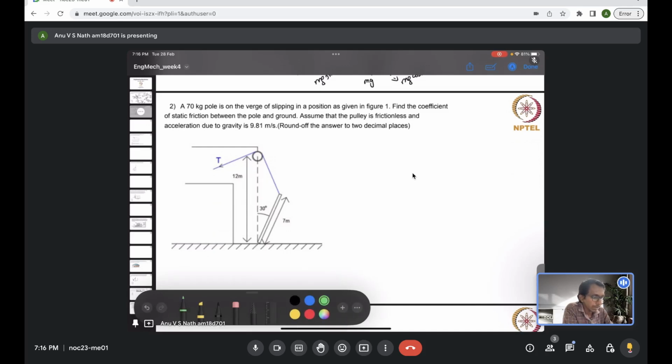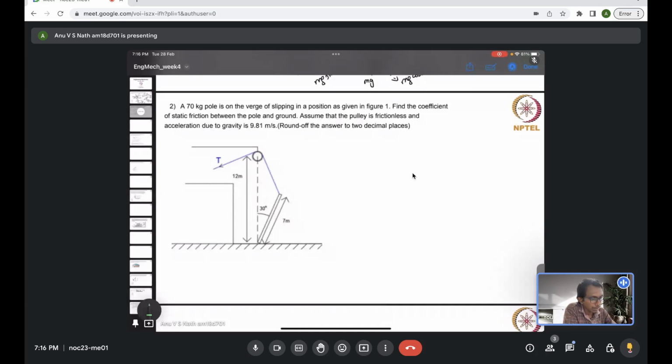So we can start doing this. Here is the pole, which should be in equilibrium. The hint is to try drawing the free body diagram of this pole and do the force balance, that's all. But now we just need to consider the friction also. So you could try this. I'll give some time for you to try this out, and then I will explain how to do this.